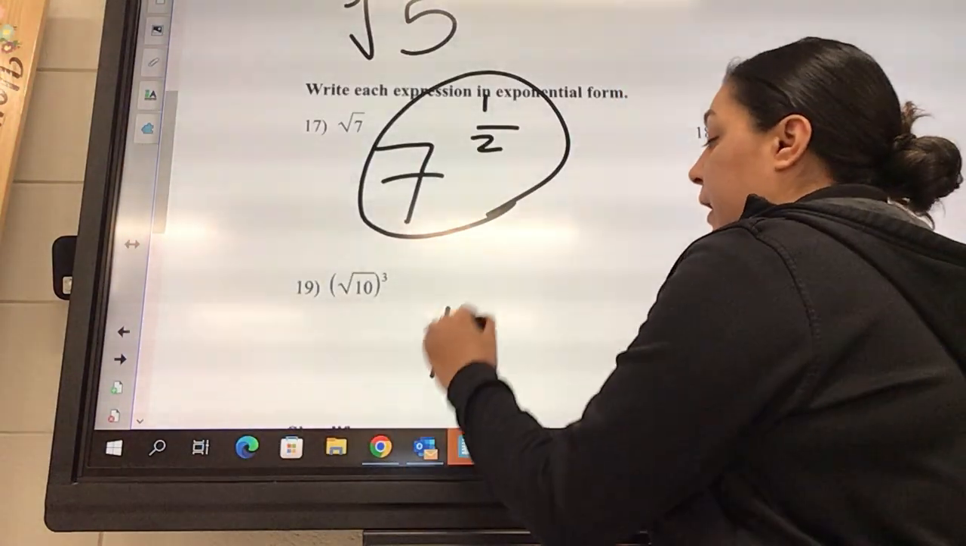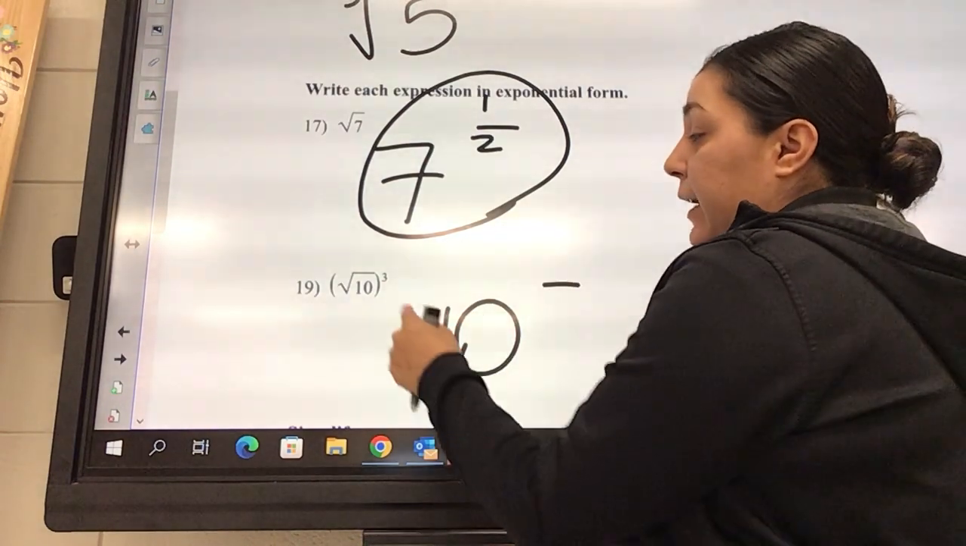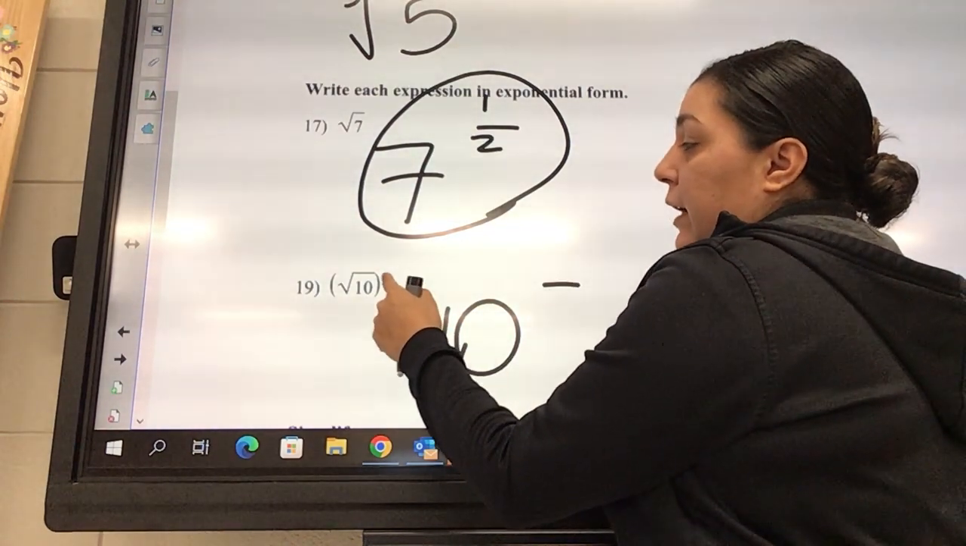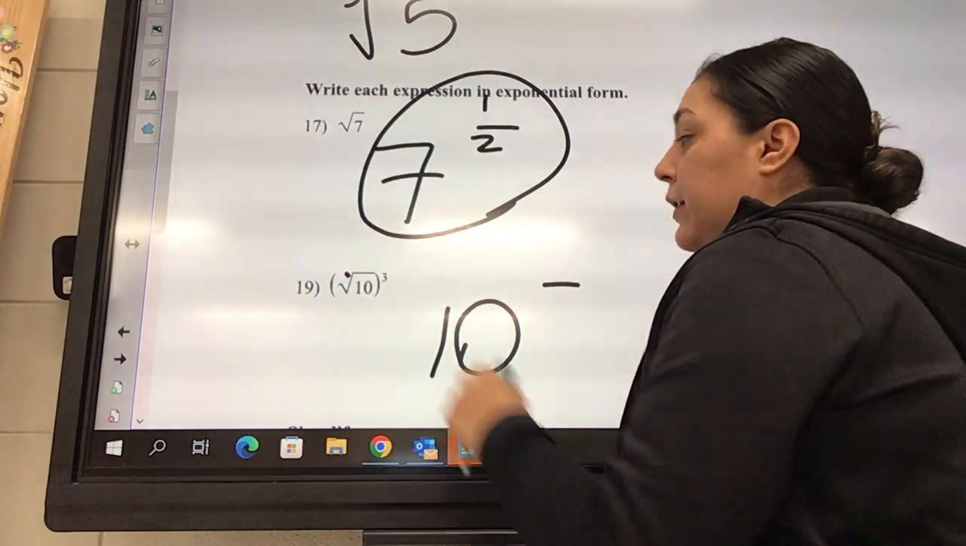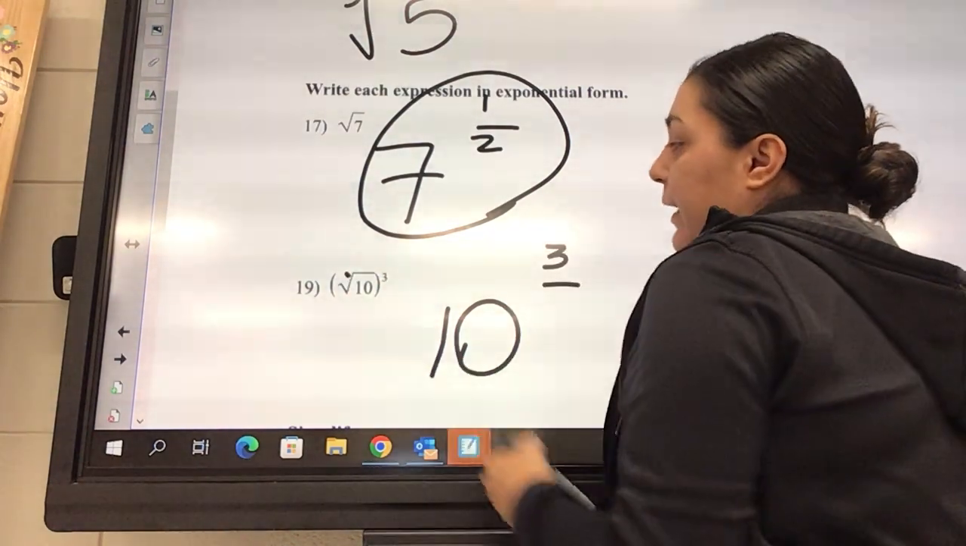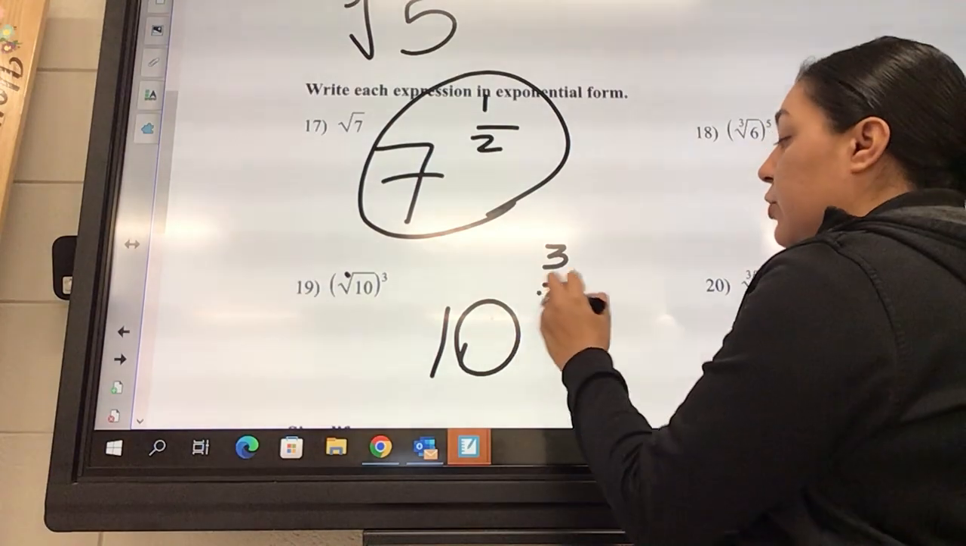This one is going to be 10 to the, what's on the inside? Now, although this looks like it's on the outside, the outside is whatever's here. So that one is going to be a 3 on top. And again, if there's nothing on the outside there, it's going to be a 2.